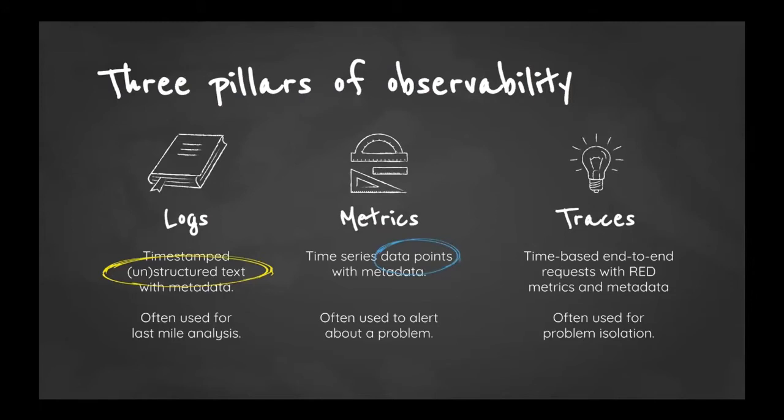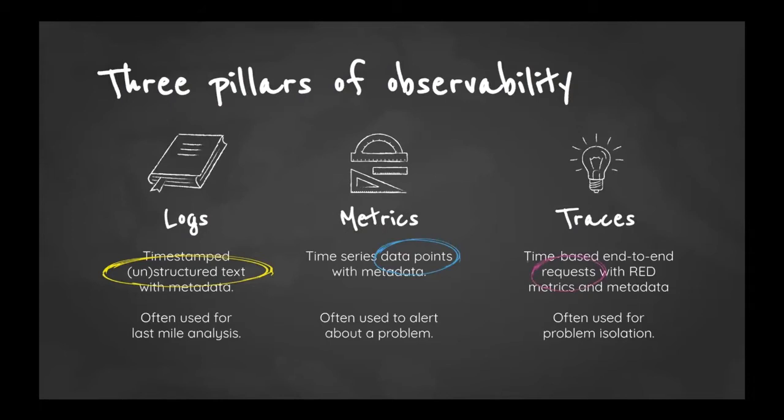Metrics are more data point driven, again, time series with metadata, and traditionally metrics are used to alert about a problem. Though they're typically more symptoms, because as you look at more distributed architectures, they don't have the context and correlation to get you really to root cause. And that's where traces or distributed tracing comes in.